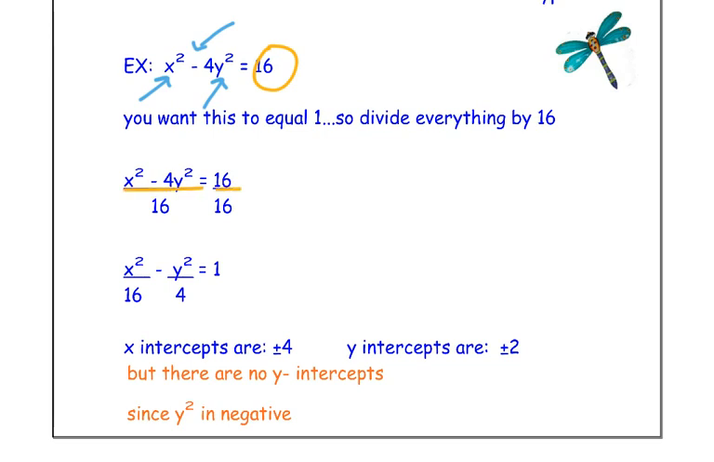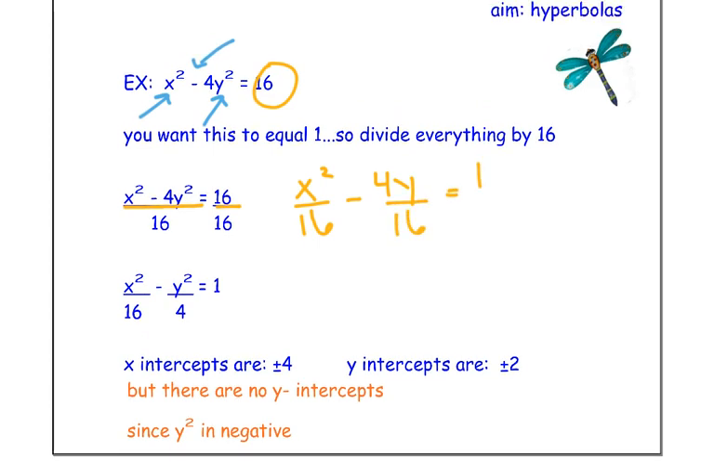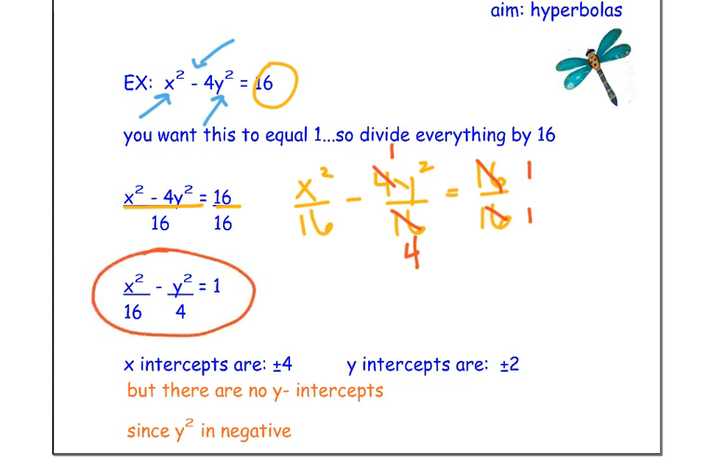So we divide. So if we break these pieces up, we have x squared over 16 minus 4y squared over 16 equals 16 over 16. When you simplify, the x squared over 16 stays that way, but the 4 goes into itself once. Sorry, I forgot my squared on this one. The 4 goes into itself once, it goes into the 16 4 times, and then the 16 over 16 is a 1. So now we are here.